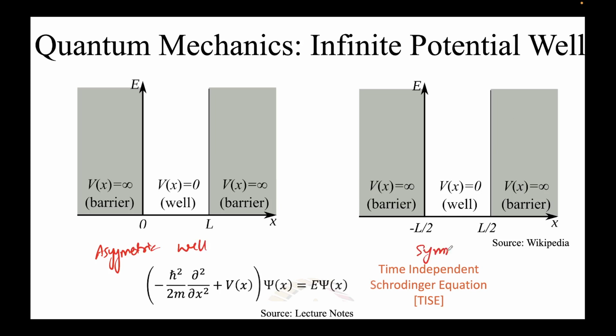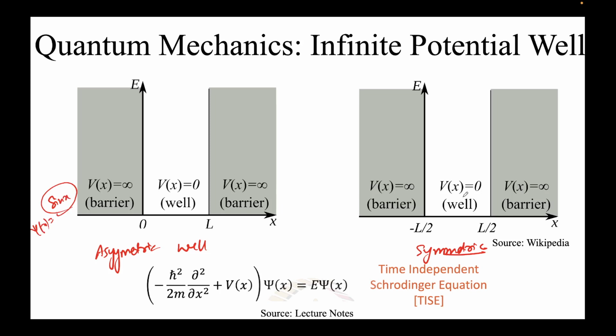This is known as a symmetric well. How does it differ? It differs when you solve this expression. So if you see in the class, in the lectures, sir has solved this for the asymmetric well. There, if you see, the answer comes out to be in terms of sin x. Psi x is a function of sin x.